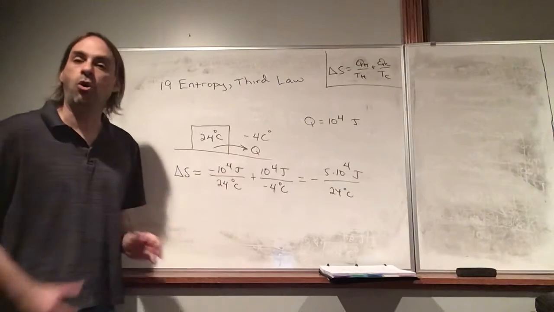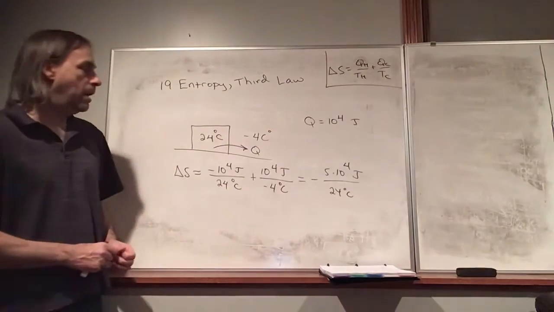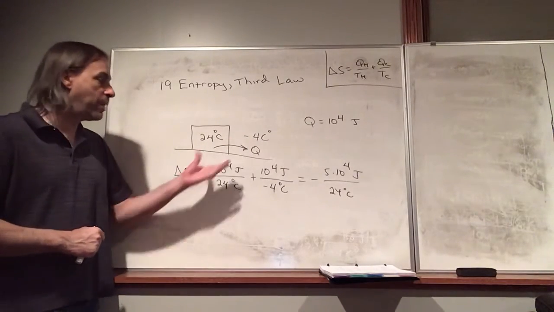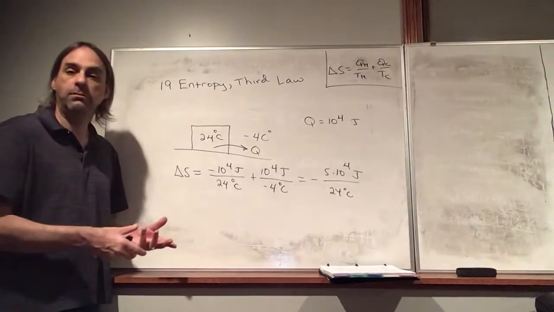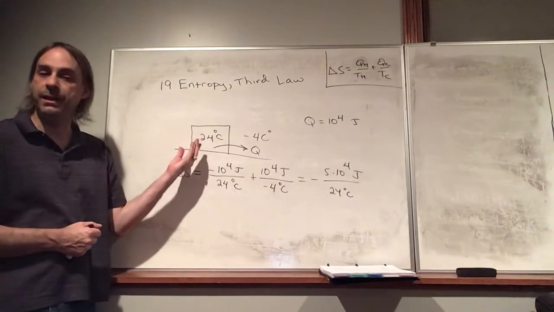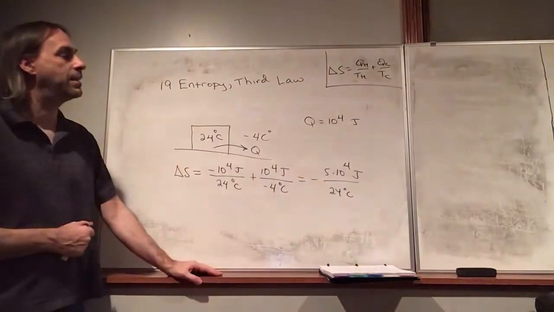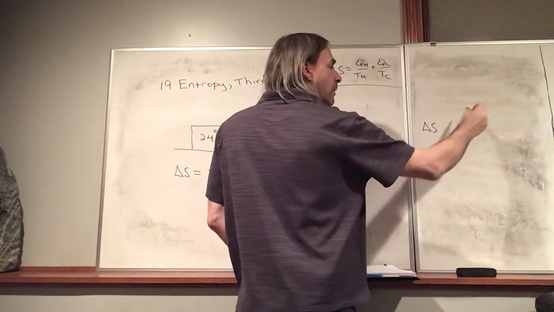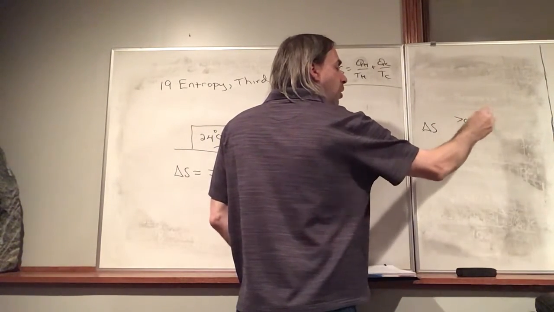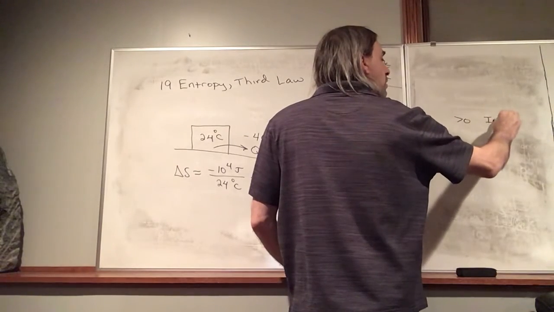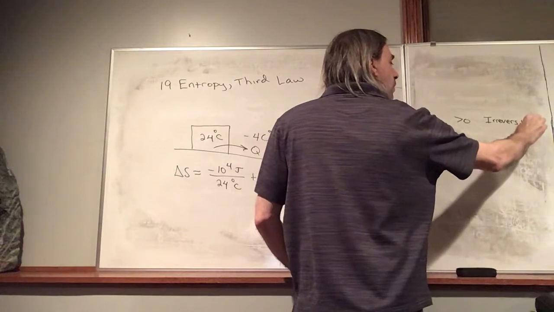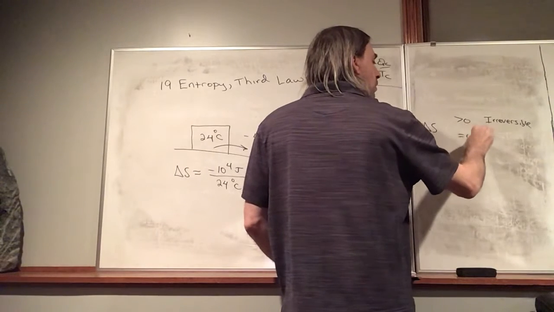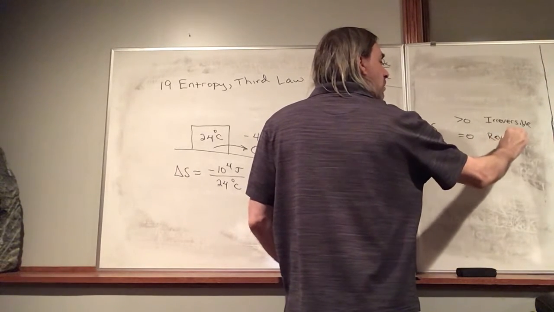Heat going from hot to cold, that's an irreversible process. You wouldn't expect that heat to just flow back into the house. Now, you can add heat to the house by expending energy, but it's not going to just flow from outside to inside. Let's summarize here. Delta S is greater than 0 for an irreversible process, or it equals 0 for a reversible process.